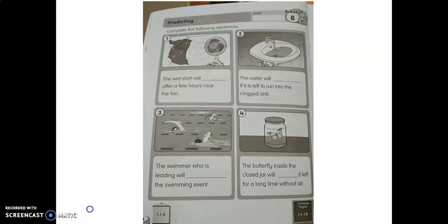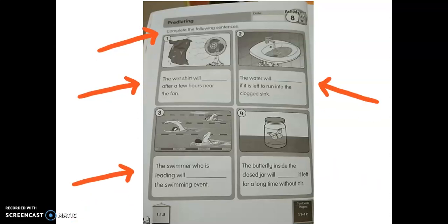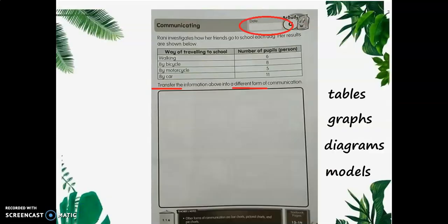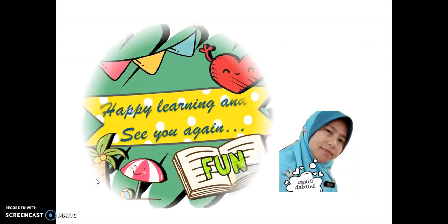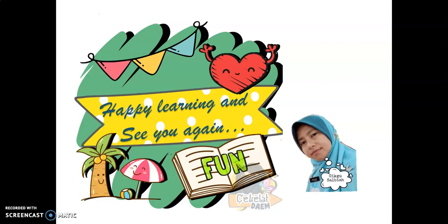Okay, look at what you need to answer. Read the question and then complete the following sentence. Alright? And remember to write down the dates. This is for page 9. Okay? And I hope you will finish your work.